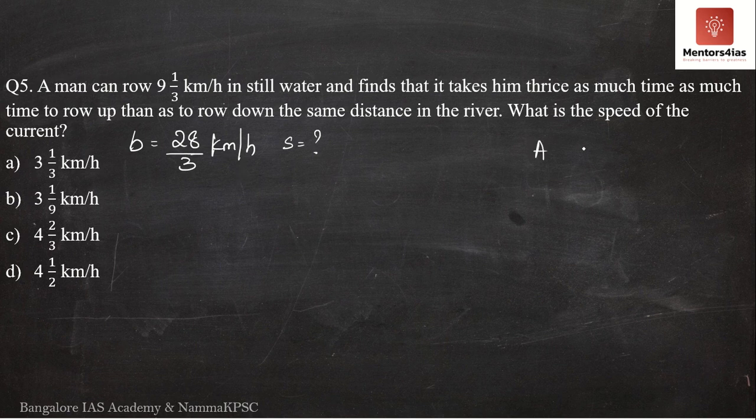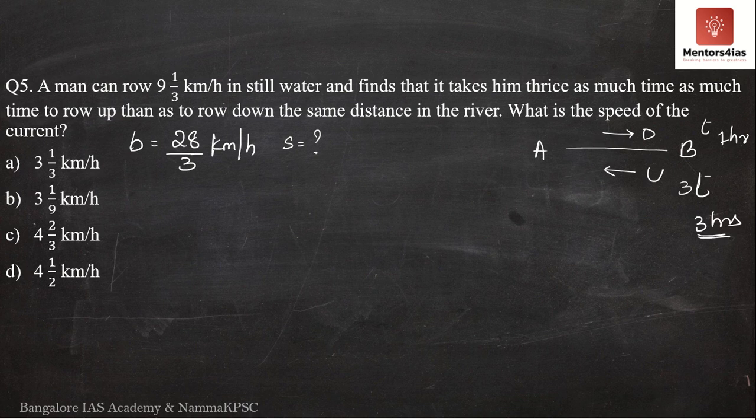Meaning, if in a river he is going from A to B, this direction is downstream, this direction is upstream. So what he is saying is that if from A to B, he takes time t to travel, from B to A he would take time 3t. Meaning, if from A to B downstream, he takes only 1 hour to cover the same distance, from B to A going upstream, he will take 3 times the time, that is 3 hours. I hope you understood.